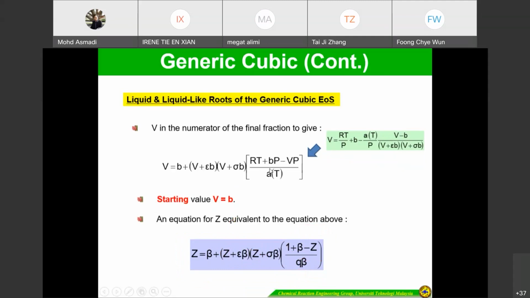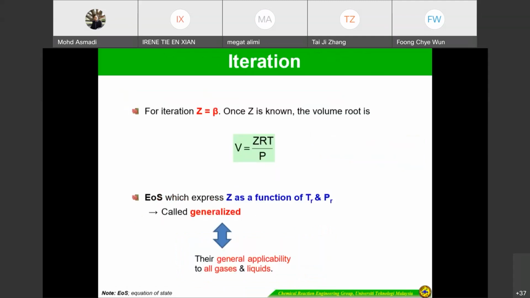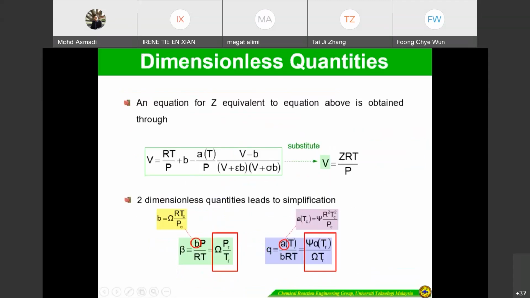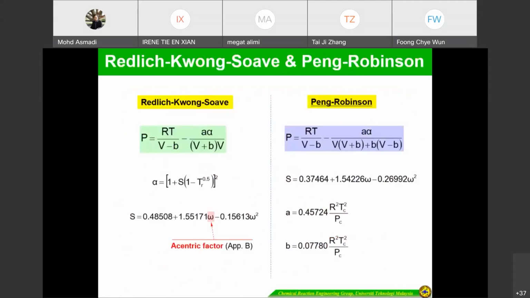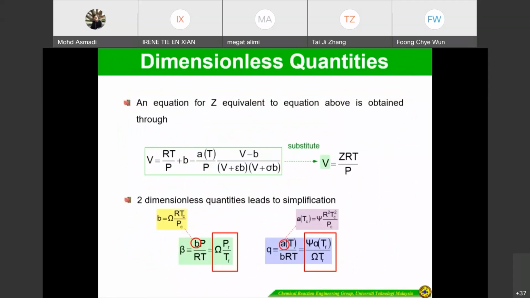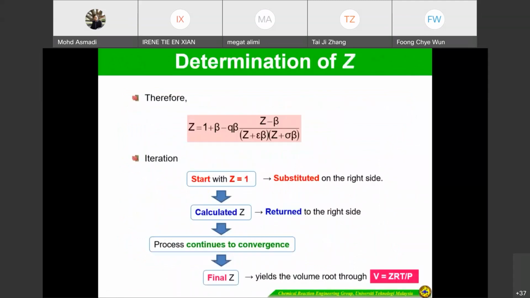For the assumption, initial z is equal to b, not b, it should be beta. If you look at here, it starts with beta. The previous one you should start with 1. I'd like you to use this equation, vapor and liquid, rather than the previous one by the polynomial form. From the polynomial you can directly calculate the volumes.